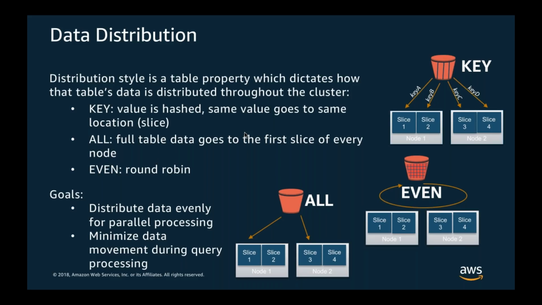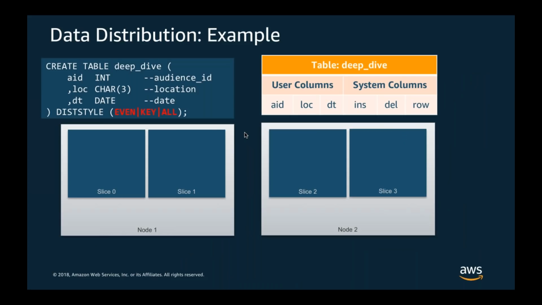We have 3 columns, right? And we have 3 choices in terms of the distribution style. So when you create the table, you're going to say dist style and then nominate one of those styles: even, key, or all. The default distribution style, if you don't mention anything, is even, right?